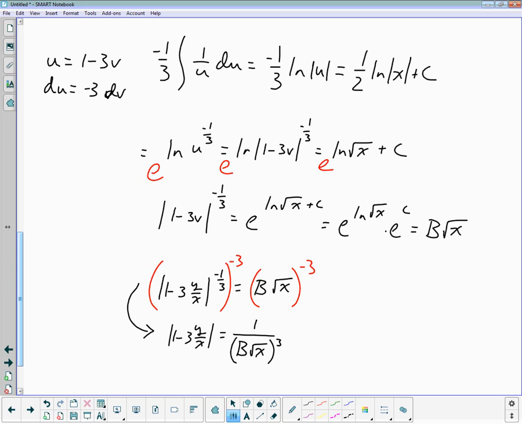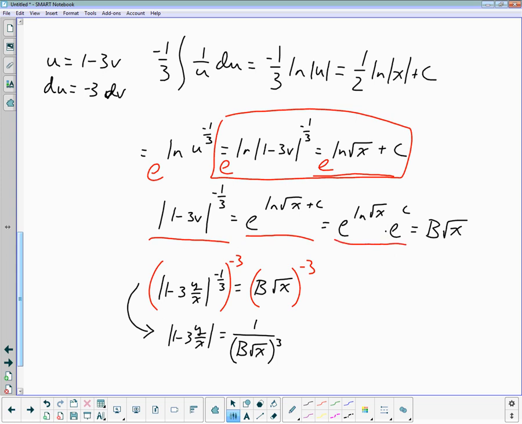Okay. And I'm looking at these two right here. Well, the first e destroys that natural log, and I'm just left with this term. Okay? And then you can see I have the right-hand side here. And then I use my exponent rules to get rid of the plus c. E to the c is b, and e to the natural log cancels itself out, and you're just left with the square root of x. All right?